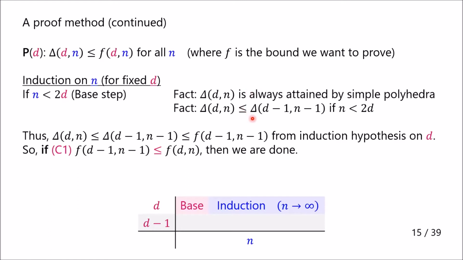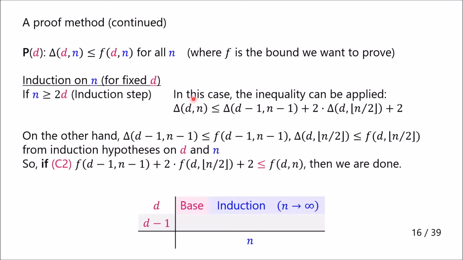And so in this case, using this inequality, we have this inequality. And from the induction hypothesis on d, we have this inequality. So if f satisfies this inequality, then we are done. Let us call this inequality condition 1. Okay. So if this is satisfied, this is at most this one, and this is at most this one, and this is at most this one. So we are done.